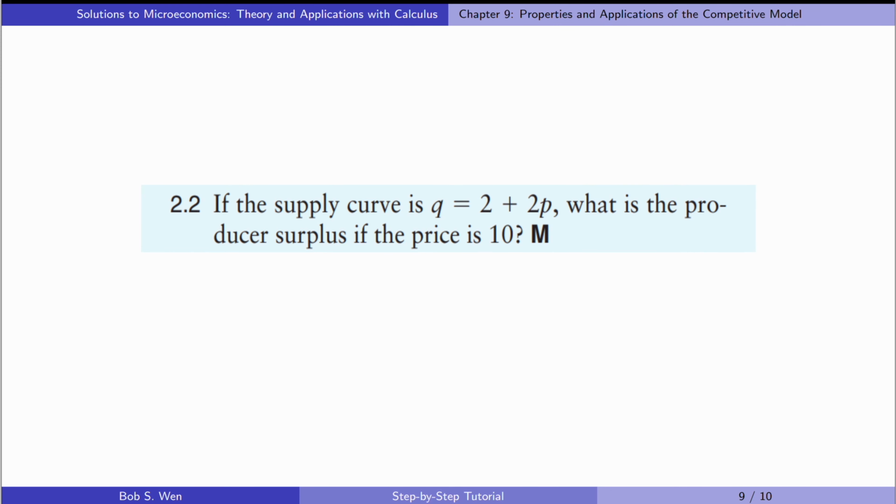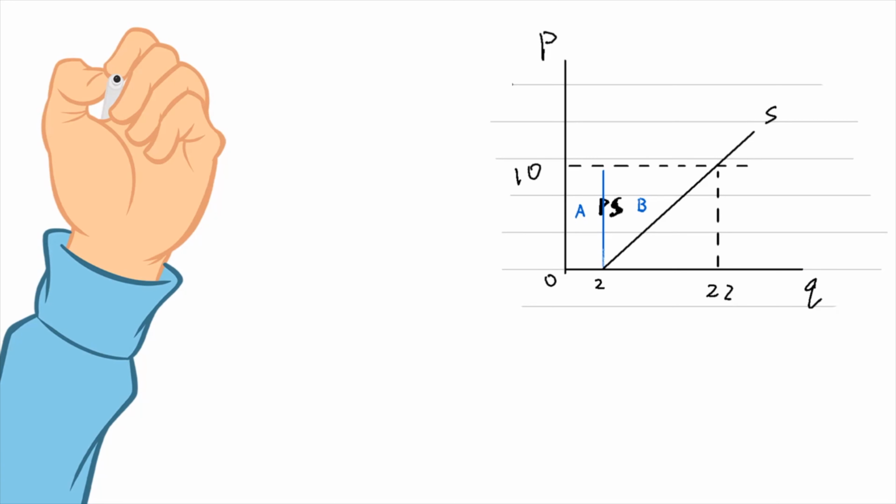Let's go to exercise 2.2. If the supply curve is Q equals 2 plus 2 times P, what is the producer surplus if the price is 10? The firm's producer surplus equals the difference between its revenue and its variable cost. In the graph, it is the area below the price line and above the supply curve, up to the quantity produced. We first calculate the quantity produced.